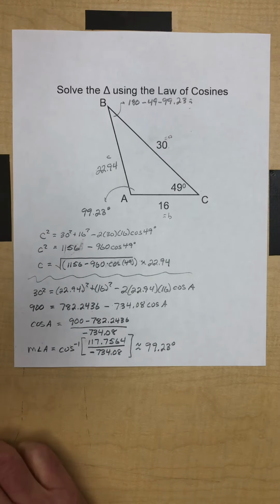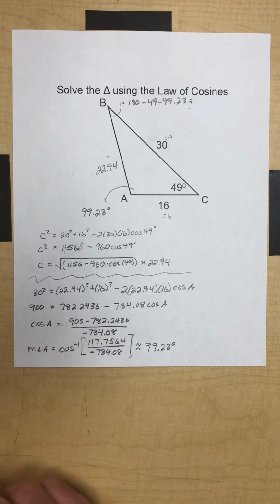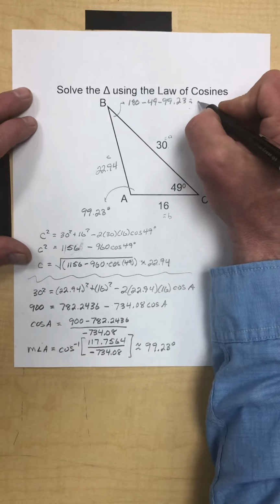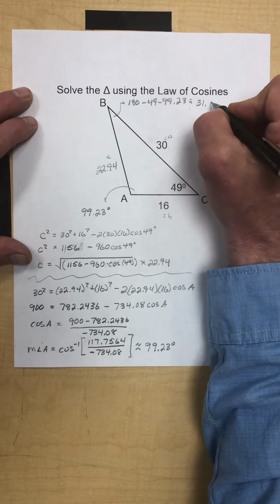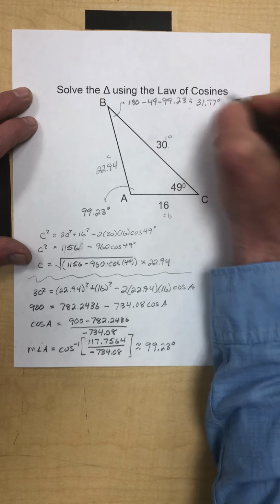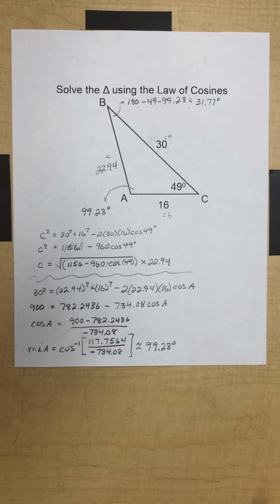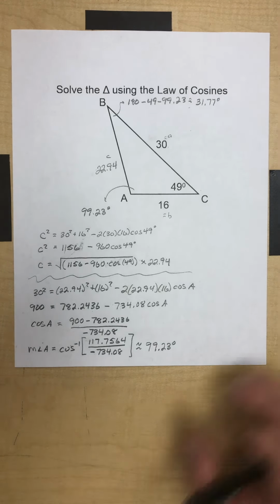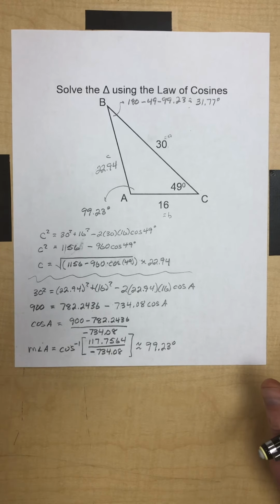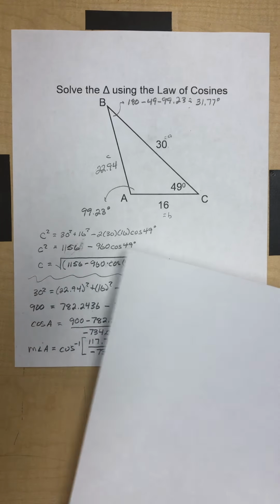So let's see. We should get something close to 180 minus 49 minus 99.23. We should get something real close to 31.77 pesos. Now, if I was struggling to finish a test, I would probably do that and keep my fingers crossed and hope for the best. But since we're not, let's do it. And let's see what happens.